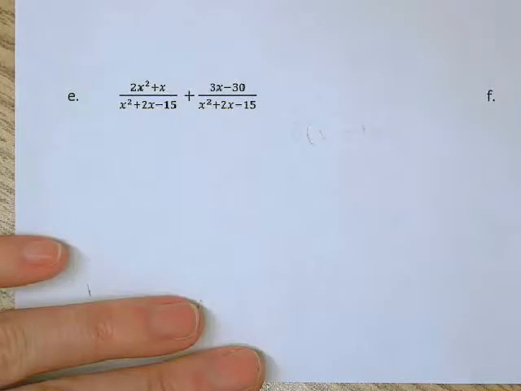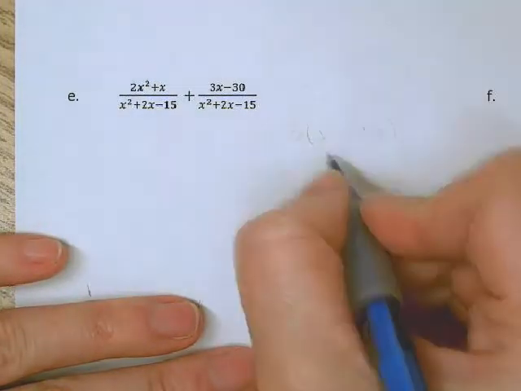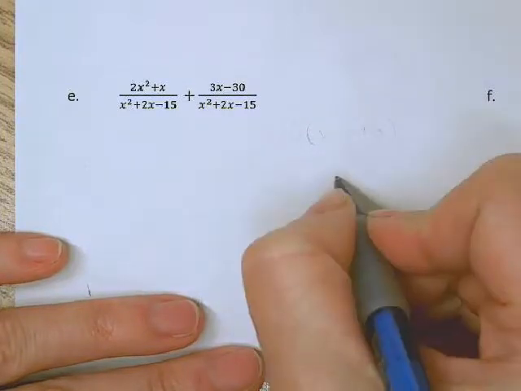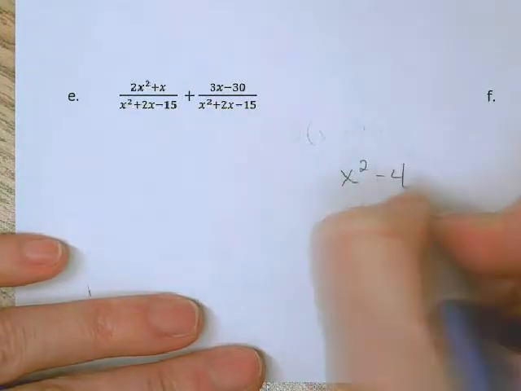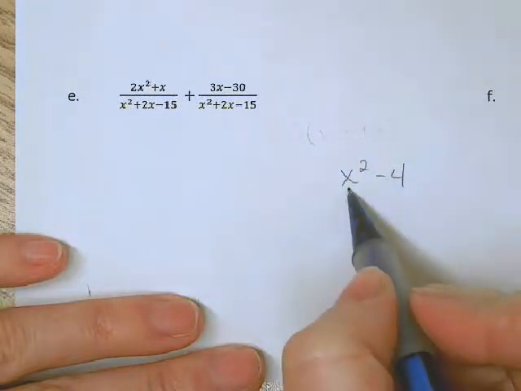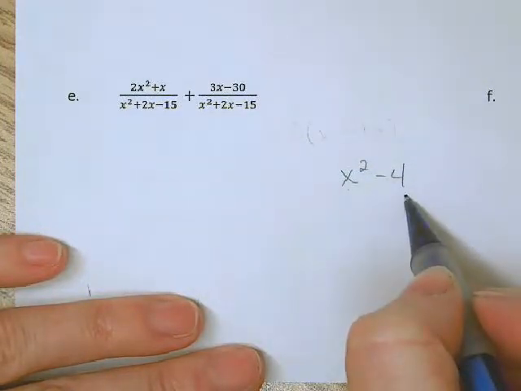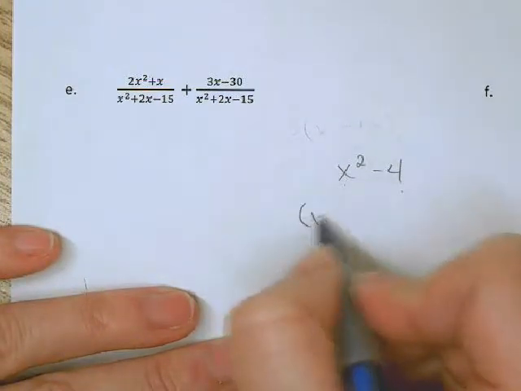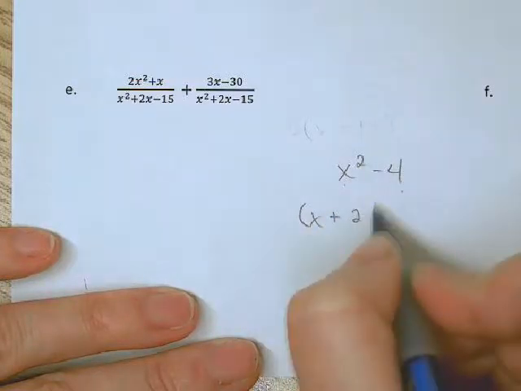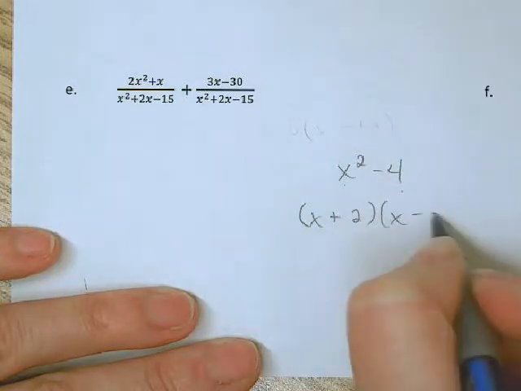The other thing you want to watch out for are perfect square trinomials and difference of squares. Difference of squares being, let's say you have x squared minus 4. x squared is a perfect square, 4 is a perfect square. So those can both be square rooted, and because you're subtracting, you can write that as x plus 2, x minus 2. The square root of x squared is x, and the square root of 4 is 2.